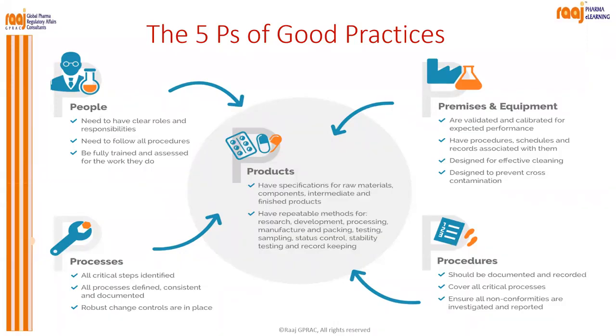So when we talk about people, people need to have clear roles and responsibilities. Am I right? The first P, people, and they need to follow all the procedures and be fully trained and assessed for the work they do. Suppose today a person is hired, and he is assigned some job of quality testing. Suppose he is given a tablet strip and asked to test. How can he test on the first day of joining? So there should be proper training given to the person who joined the company.